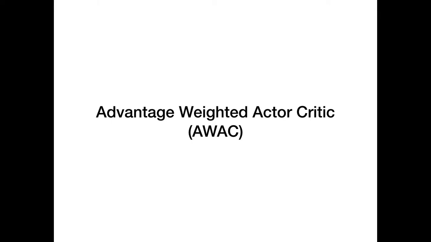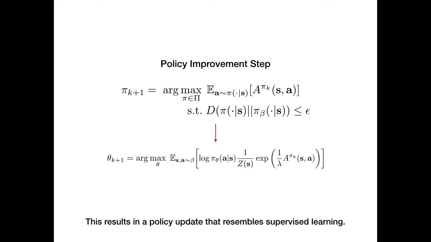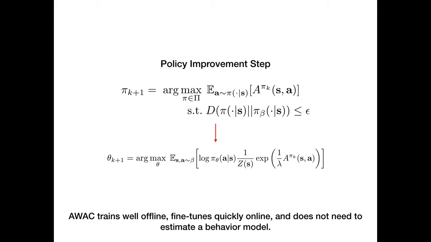To address these challenges, we present our method, Advantage-Weighted Actor-Critic, or AWAC. Our method incorporates a KL constraint into the actor-critic framework implicitly. This results in a policy update that resembles supervised learning. AWAC trains well offline, fine-tunes quickly online, and does not require estimating a behavior model.